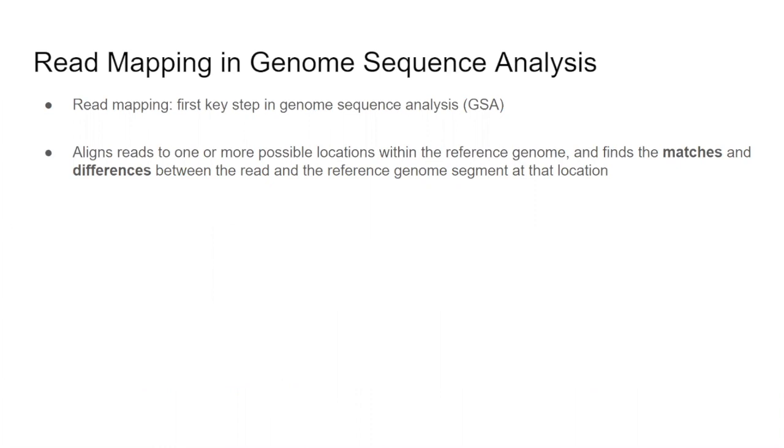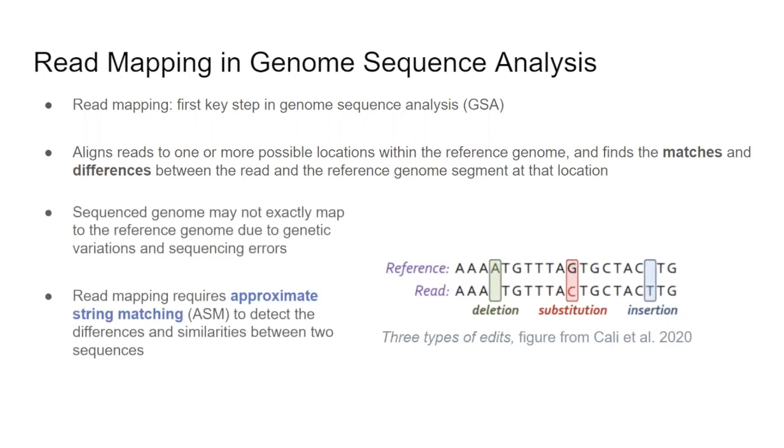So once fragments of DNA are sequenced and returned as DNA reads, which are strings of nucleotides, they need to be mapped back to the reference genome, and they could be mapped to one or more possible locations.